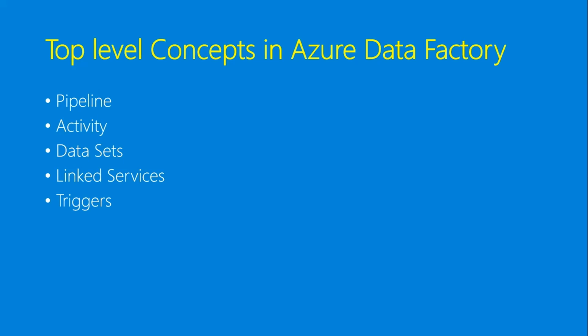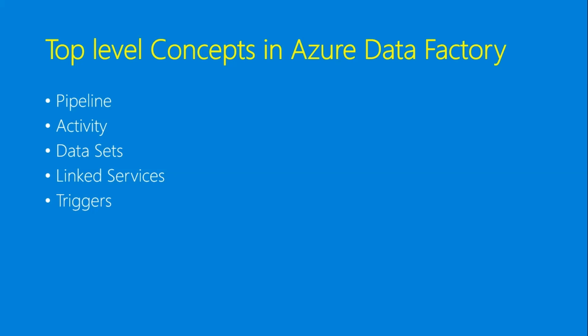Under that, you will have activities. Generally in SSIS, we used to call them tasks. In SSIS, we used to call it a package. Here we call it a pipeline. In SSIS, we used to call it a task. Here we call it an activity. A dataset is nothing but your query definition, metadata query definition.